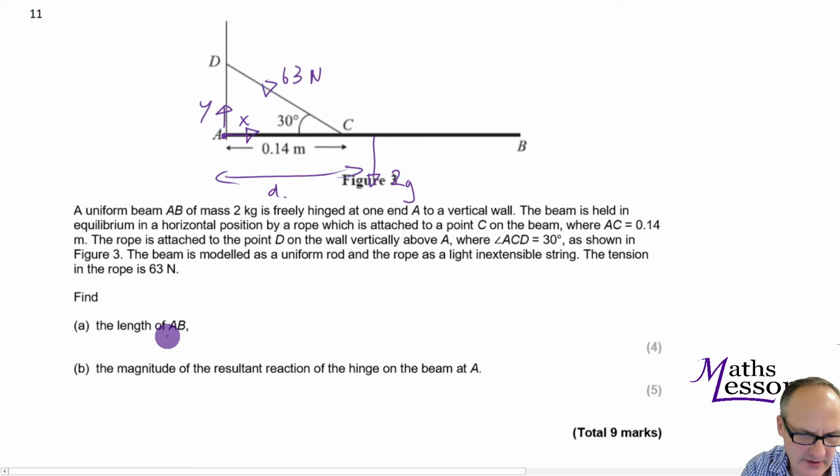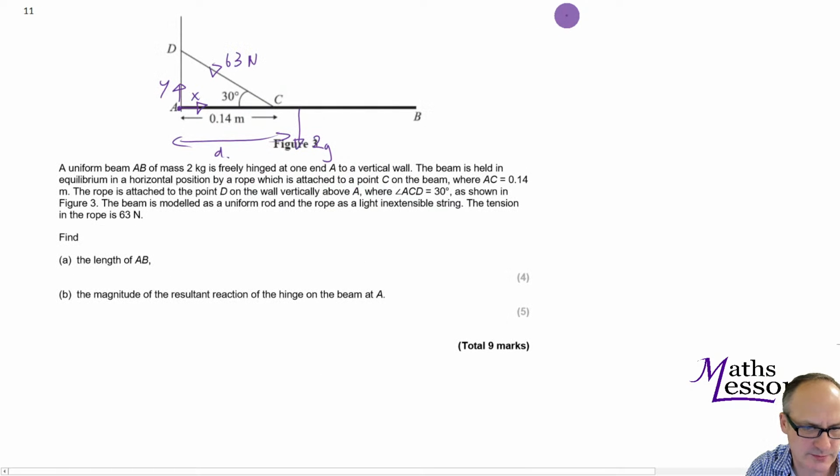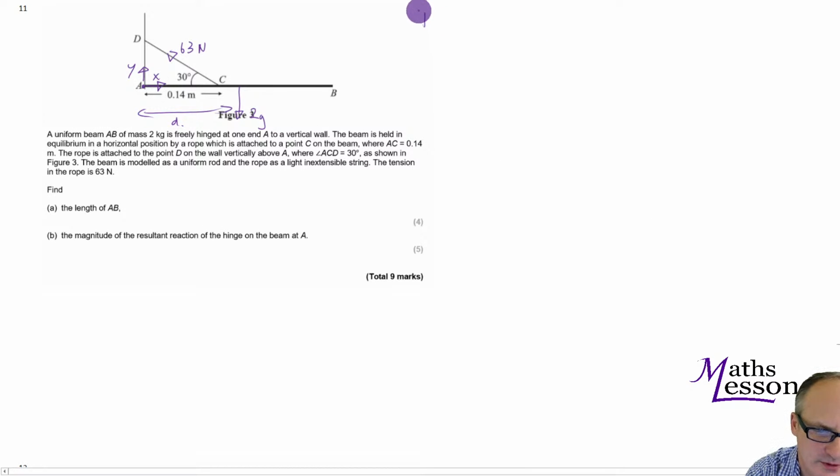Now, we want to find the length of AB. Obviously, the length of AB is going to be 2 times D. So, let's take some moments about A. Let me just zoom out a bit to give myself some more space. We'll go clockwise. The reason I'm going to take moments about A is that it gets rid of all the unknowns there, and so I'm dealing with things I know: the 2g and this force here.